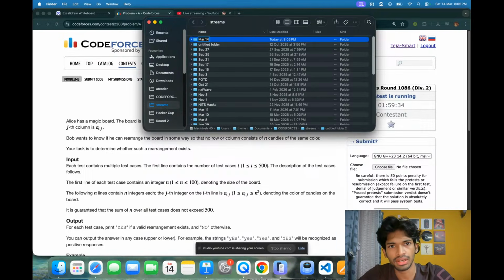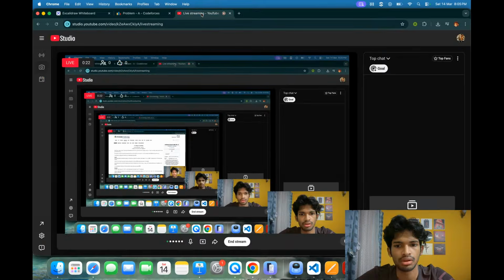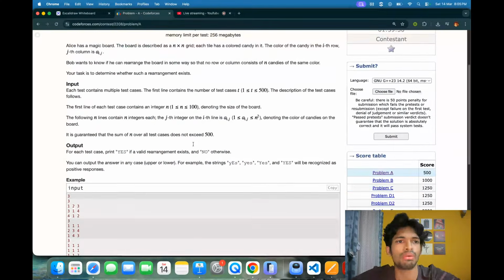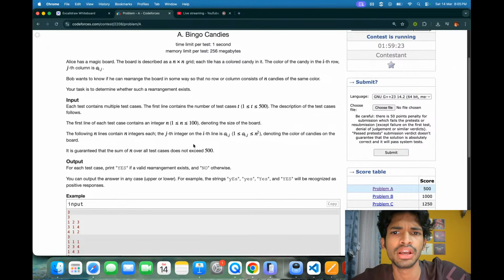My 14, let's say, and then what should I do? It's being shared. Let me read the problem a bit. Alice has a magic board. The board is described as an n by n grid. Each tile has a colored candy in it. The color of the candy in the ith row and jth column is A[i][j]. Bob wants to know if he can rearrange the board in some way so that no row or column consists of n candies of the same color.